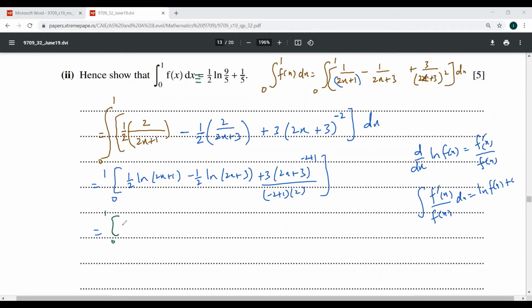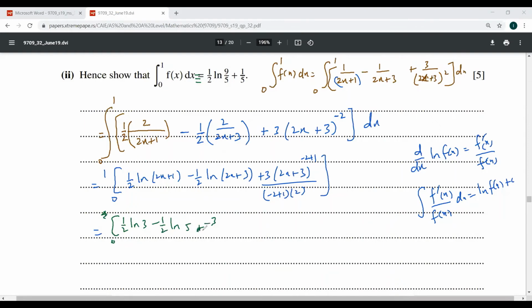Oh, I'm running out of time here. So I'll resume it from the point when we get disconnected, okay? So this is going to be half ln 3. Let me apply the limits here, okay? Minus half ln 5 plus, this is going to be 3.